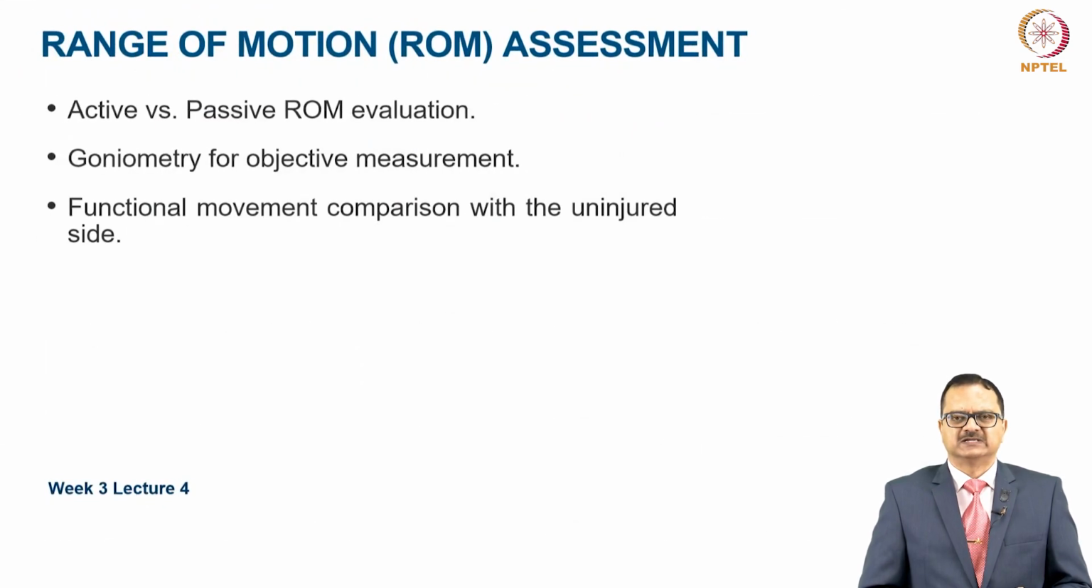Let's start with the range of motion assessment. Always do an active range of motion assessment first, because if you do a passive range of motion assessment and you push the joint beyond what the patient can safely tolerate, you will injure the joint further. So, always active, which the patient does himself, and then passive, which the examiner does. Use a goniometer for objective measurement. And please do a functional movement comparison with the uninjured side.